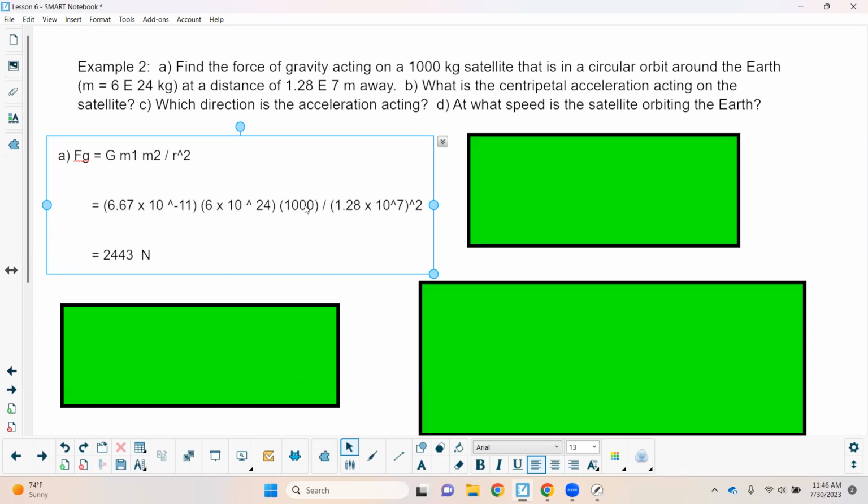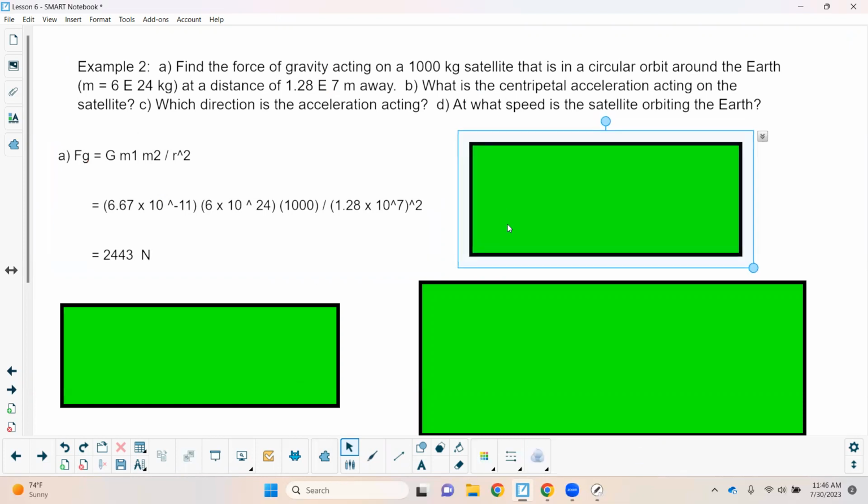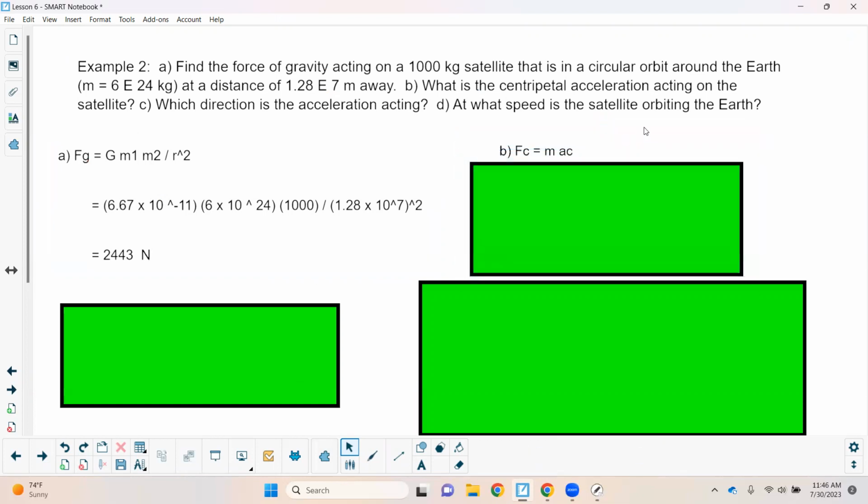So that's the force of gravity acting on the satellite at that point. And it says, what is the centripetal acceleration? To get the centripetal acceleration, we want to use that equation. We don't know the velocity, so we can't use that yet. We're going to use that in part D.